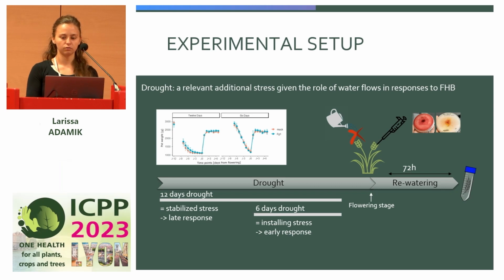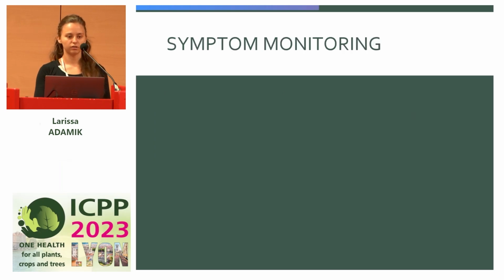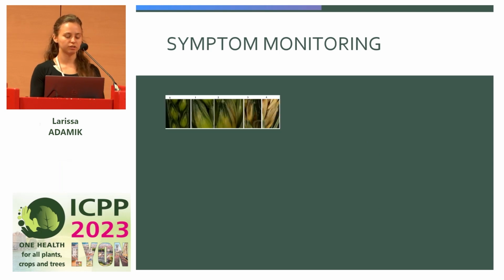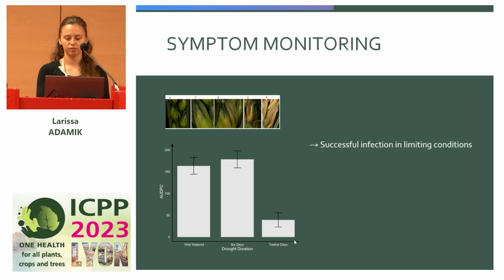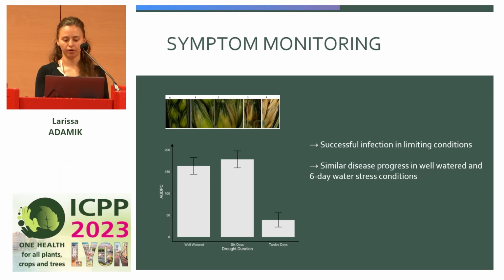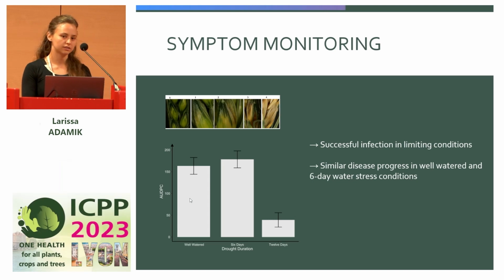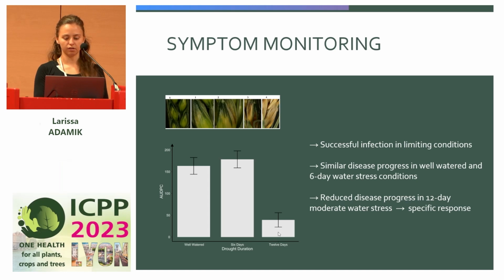During this time, and even 7 additional days, we monitor the symptoms. The symptoms are monitored with a scale from 0 to 4, with 0 no symptoms and 4 maximal symptoms. Then we calculate the area under the disease progress curve, which you can see here for the different water treatments. Indeed, we have successful infection also in the limiting conditions. What is really interesting is that when you compare the 6 days water stress and the well-watered plants, they have a similar disease progress. However, the 12 days moderate water stress plants have a reduced disease progress. This is the first indicator that we really have a specific response of this stress combination.